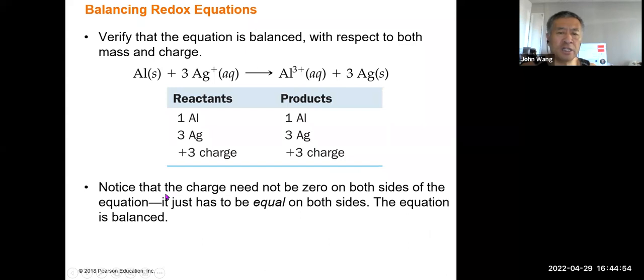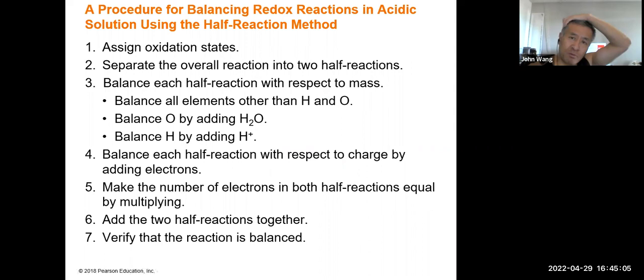Notice that the charge does not need to be zero on both sides of the equation. It just has to be equal on both sides. So therefore the equation is balanced. And here is the rule to balance some other equations. Depending on your question, maybe some of them are similar to what we saw in the last example. Some of them may be very tedious. Also, it depends on whether our reaction is in acidic solution or in basic solution. This procedure is for the reaction happening in acidic solution. If it happens in basic solution, you just add one more step in this step 3.